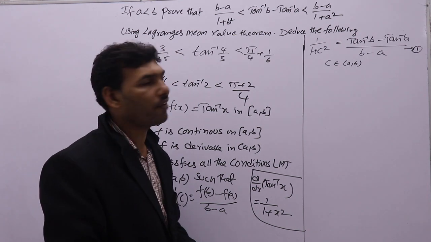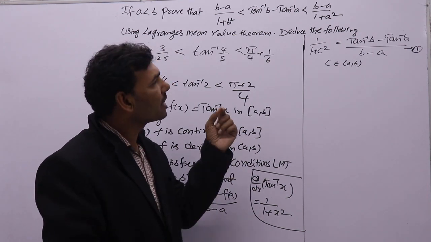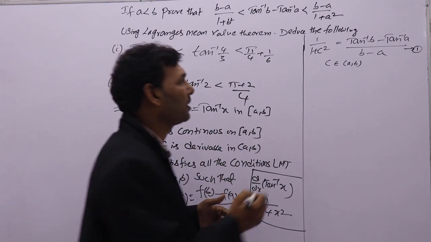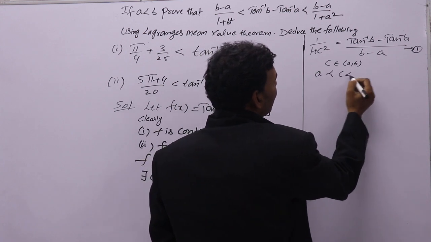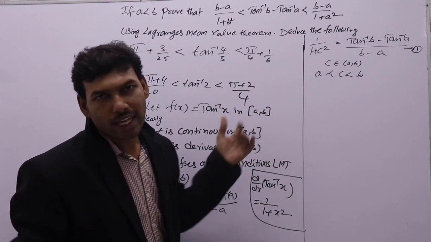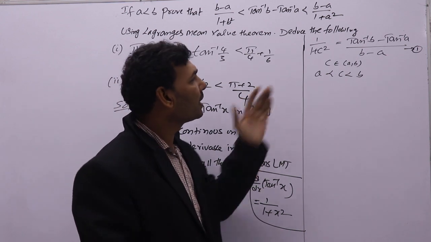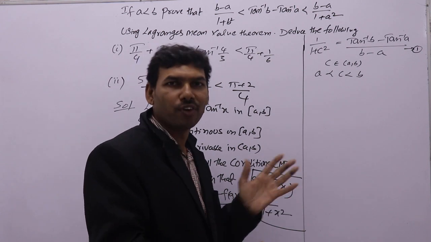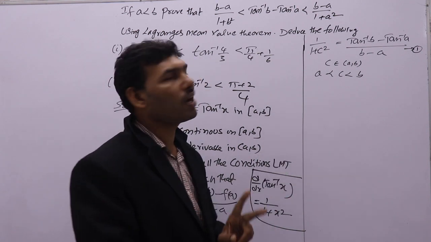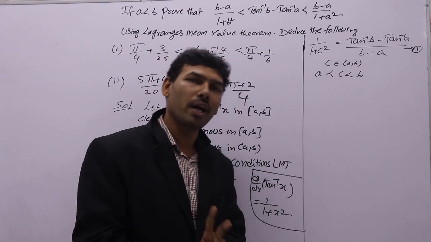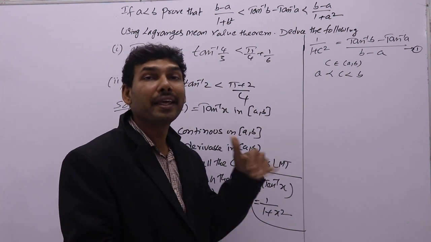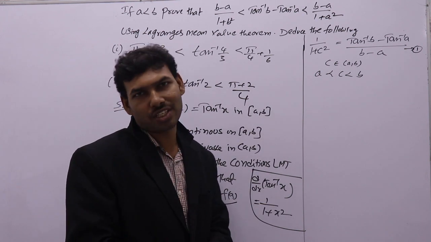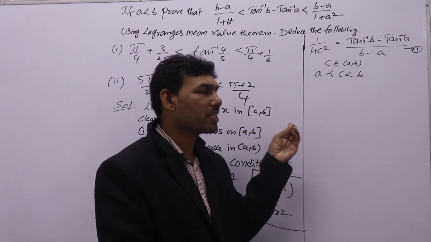I said what is open interval. C belongs to a comma b means c not equal to a, c not equal to b. It lies between a and b. That means a less than c less than b. So there are some inequality rules, ma. This inequality won't change if you multiply, if you divide, if you square, if you take square root anytime. But this inequality changes in 2 cases only. 1. If you multiply with minus sign, inequality sign changes. If you take reciprocal also, inequality sign changes. In all remaining cases, inequality sign won't change.